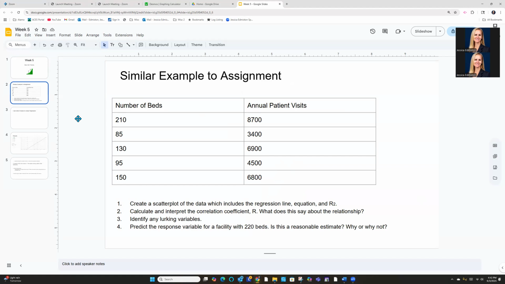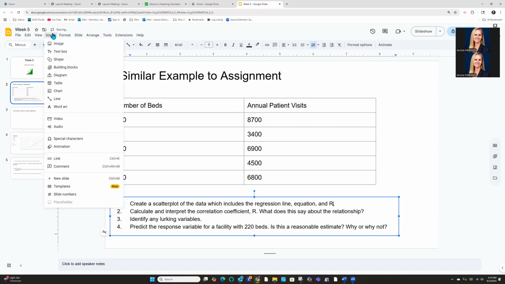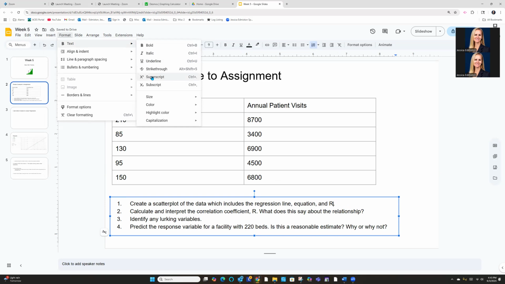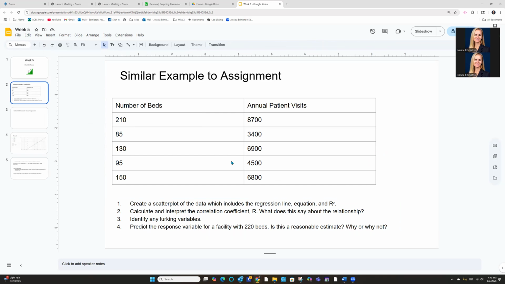I'm going to create a scatter plot of the data, which includes the regression line equation and R squared. I'm going to calculate and interpret the correlation coefficient R. What does it say about this relationship? And I'm also going to identify any lurking variables and predict the response variable for a facility with 220 beds. And by the way, it should be R squared. I'm sorry about that. I started to read it just across, but it's definitely R squared, which is our coefficient of determination.